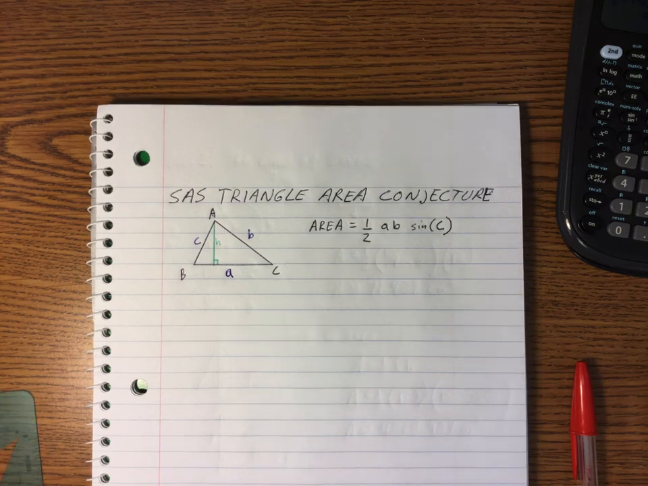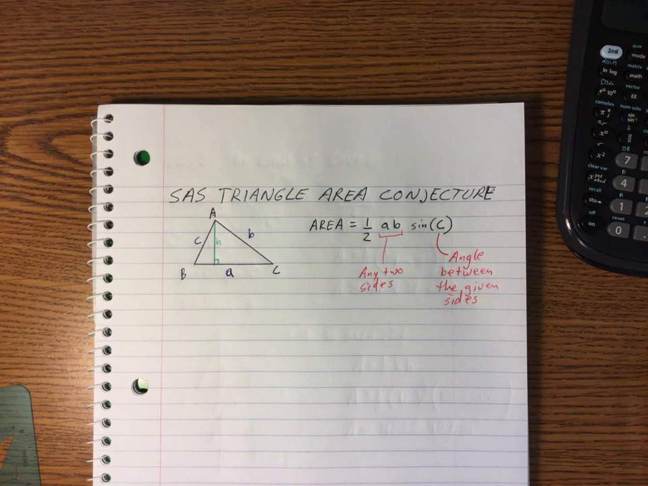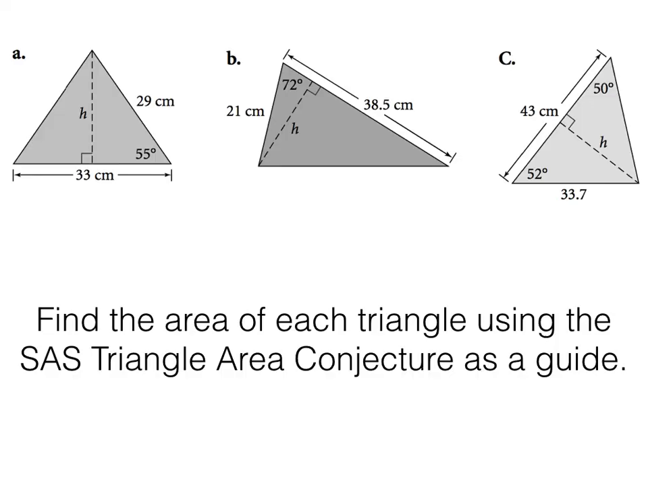So our conjecture says that the area of a triangle, any triangle, not just a right triangle, is 1/2 times length a times length b times the sine of angle C, where a and b are any two sides, and C is the angle that's sandwiched between those two given sides. A couple of examples: take a minute and sketch these into your notes. Push pause if you need to.